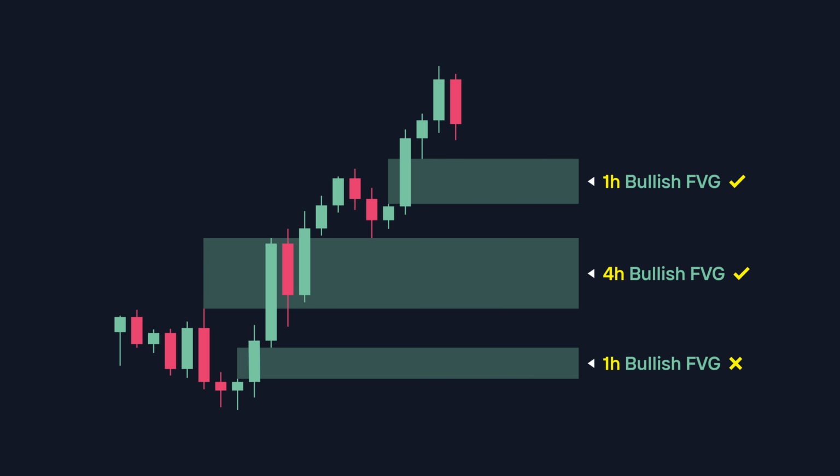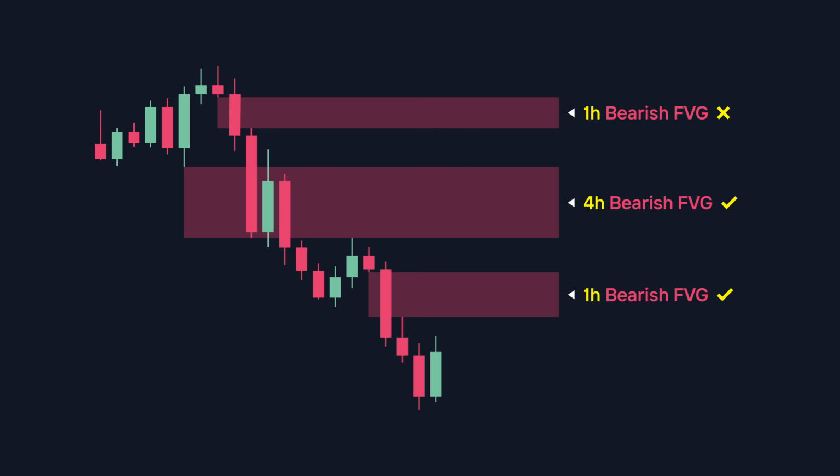So to just be clear, if there are multiple bullish fair value gaps from different timeframes, the lower timeframe bullish FVGs can only be valid if they are positioned above any bullish FVGs from the higher timeframes. And this logic works the same for bearish fair value gaps as well, but it's just inversed, meaning that if there are multiple bearish fair value gaps from different timeframes, the lower timeframe bearish FVGs can only be valid if they are below any higher timeframe bearish fair value gaps that might be on the chart.